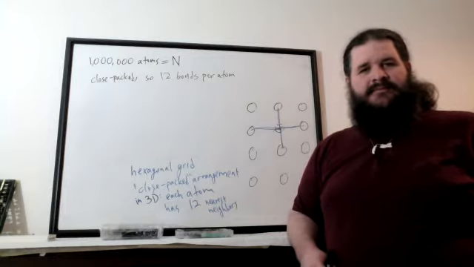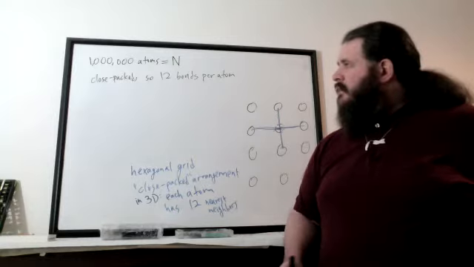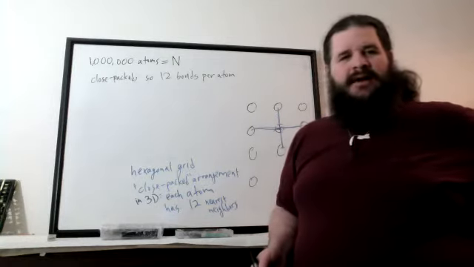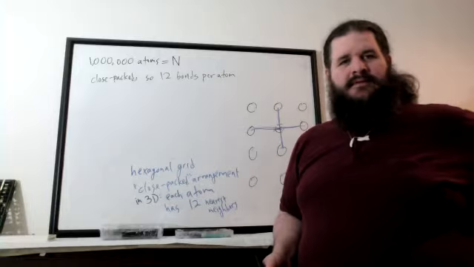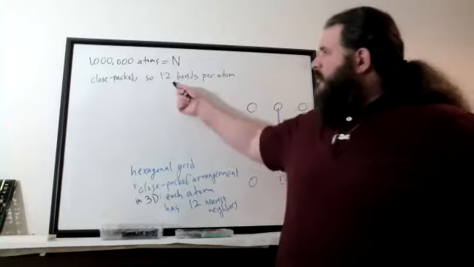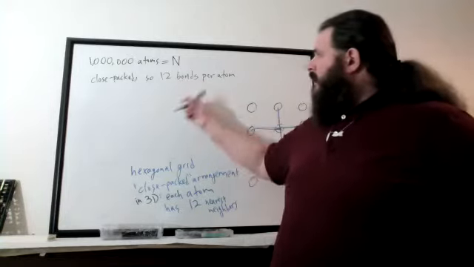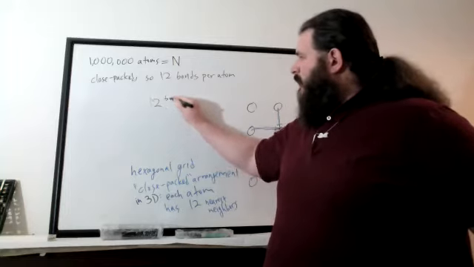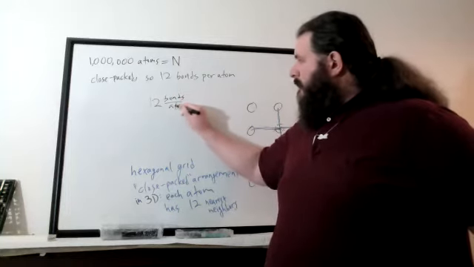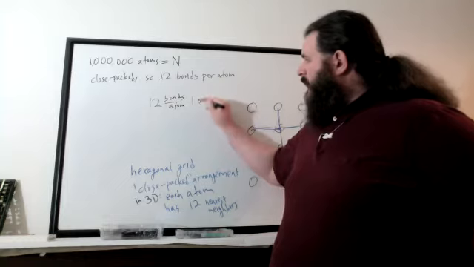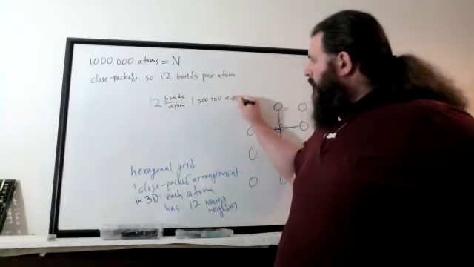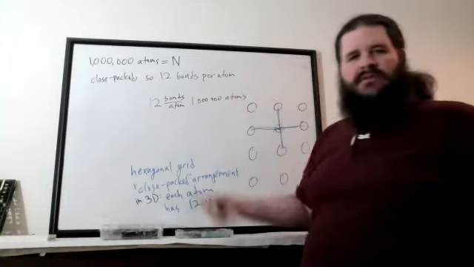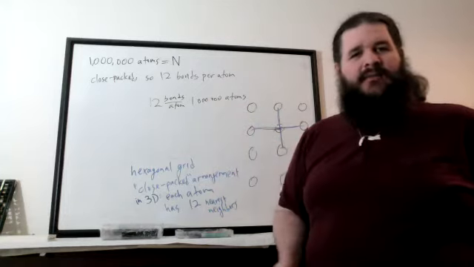You'd be doing 12 over 2 times N? Yeah, and why do we divide by 2 there? Because you don't want to double count. Right. If we just multiply 12 times 1,000,000, I mean, that would make sense in terms of units. We've got 12 bonds per atom. We multiply by 1,000,000 atoms. Just in terms of units, atoms and atoms would cancel out.